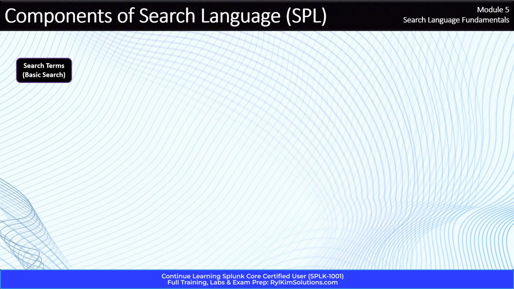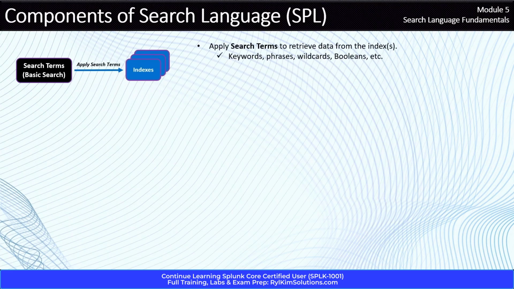So let's start our discussion of Splunk search language by looking at the components of the search language. We're typically going to start with search terms. Search terms are the terms that you're going to apply to pull results from your index. This is what we discussed in the previous two modules. We discussed how to search with keywords and quoted phrases. We saw wildcards, booleans, and whatnot. And then we also went ahead to discuss how to search with field value pairs.